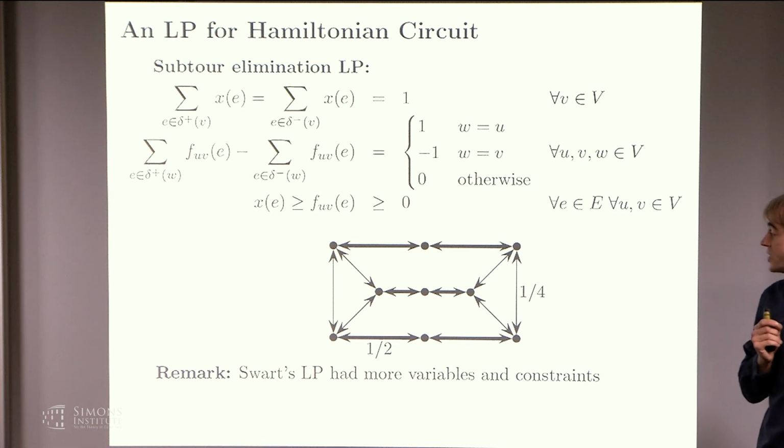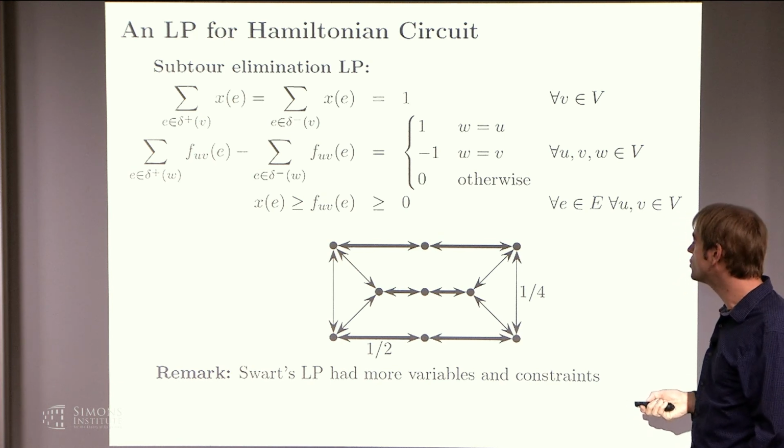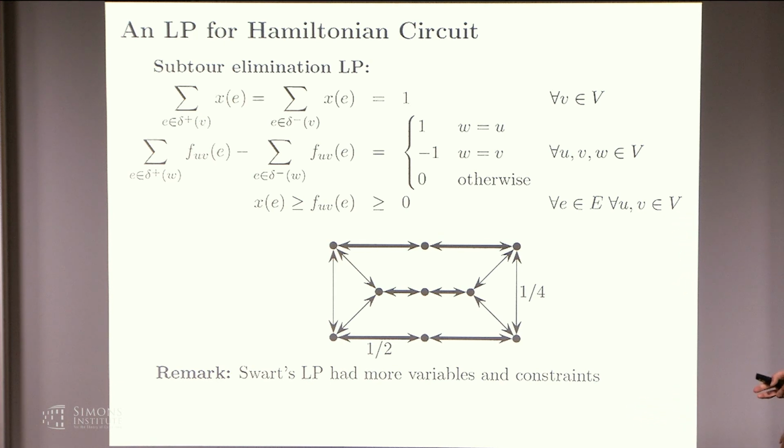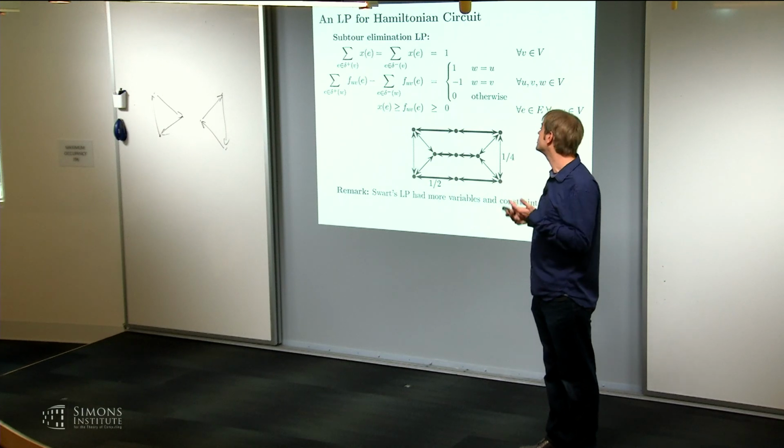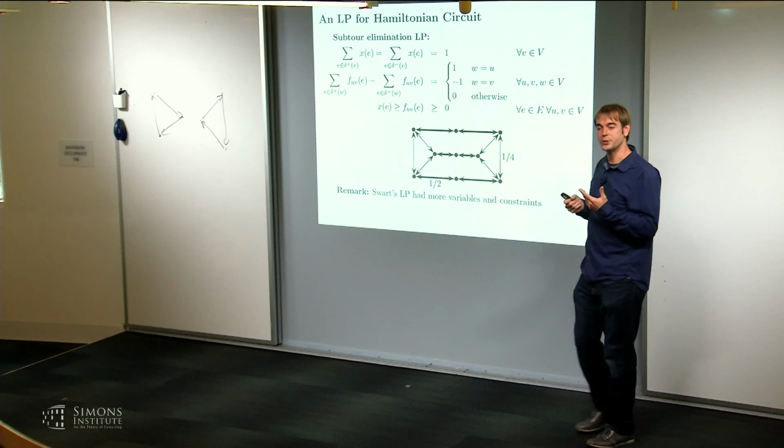Okay, so is this the LP that Swart claimed was doing the job? No. Basically what Swart was doing is that he had a more complicated linear program with more variables, more inequalities. But basically it had the same issue, that there was some fractional solution that actually would not correspond to a Hamiltonian circuit.